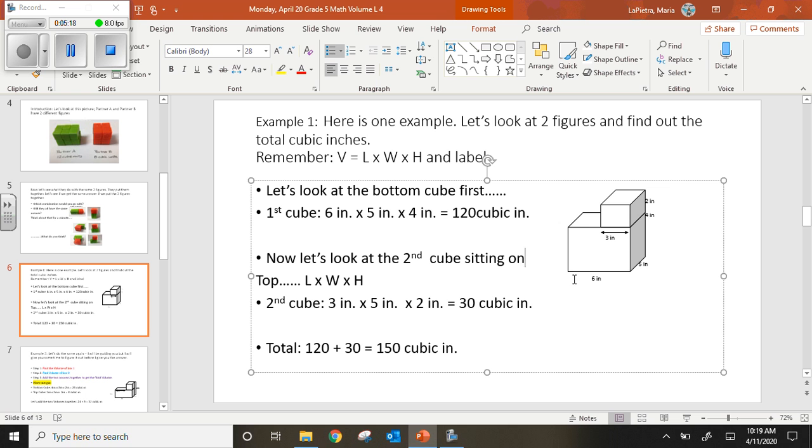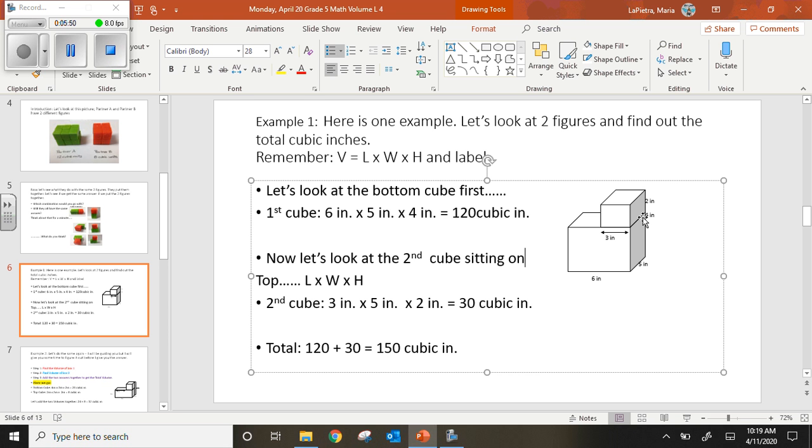I see a length of 6, a width of 5, and a height of 4. I'm doing this one for you today because I want you to get an idea of how you are going to do yours. 6 times 5 times 4. And when we multiply that together, 30 times 4 would be 120 cubic inches. Now let's look at the top box.